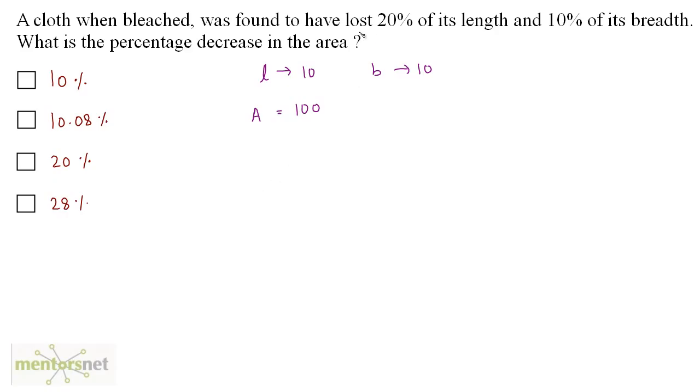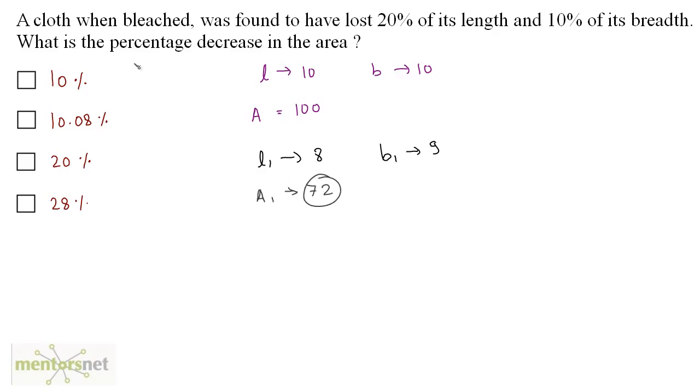Now it has been given that the cloth when bleached was found to have lost 20% of its length. So the new length is 20% less of 10, the old length. So 20% less of 10 will be 8, 10 minus 2, right? And the new breadth is 10% less than the older breadth, and that will be 10 minus 1, that will be 9. Now the new area will be equal to 8 times 9, and that's 72.